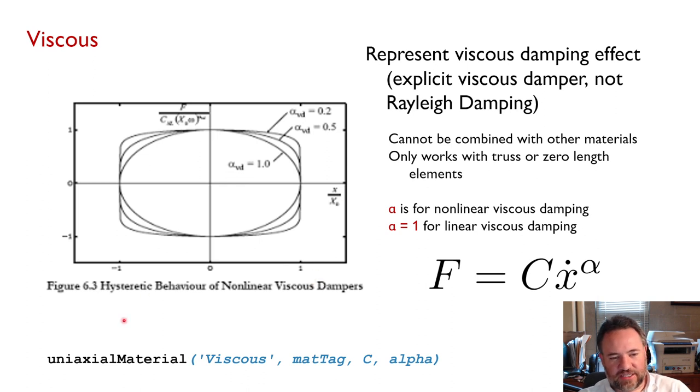How do I define that? Same way as any uniaxial material. I use the name of this material, which happens to be viscous. I give it a unique integer tag so that I can refer to that material later. I define the C, which is the viscous damping coefficient, and then alpha is the exponent. If I just want linear viscous damping, then my alpha will be 1. Now, be warned, defining C properly is not super difficult, but it does take some care, because you have to make sure to get the right units for C.